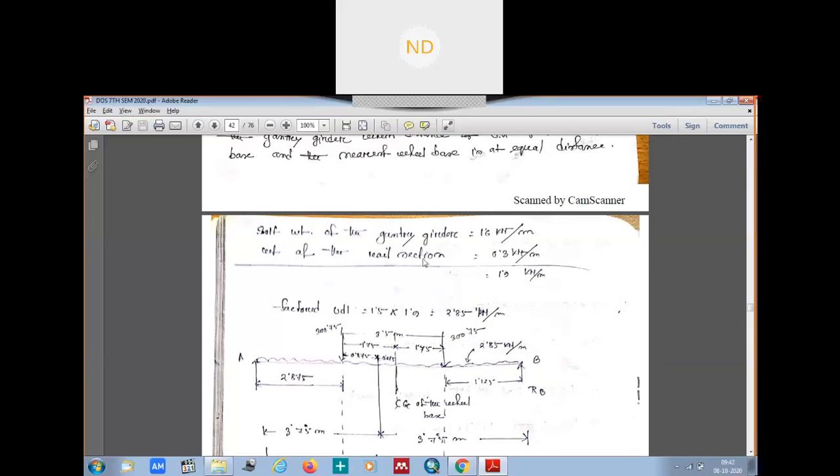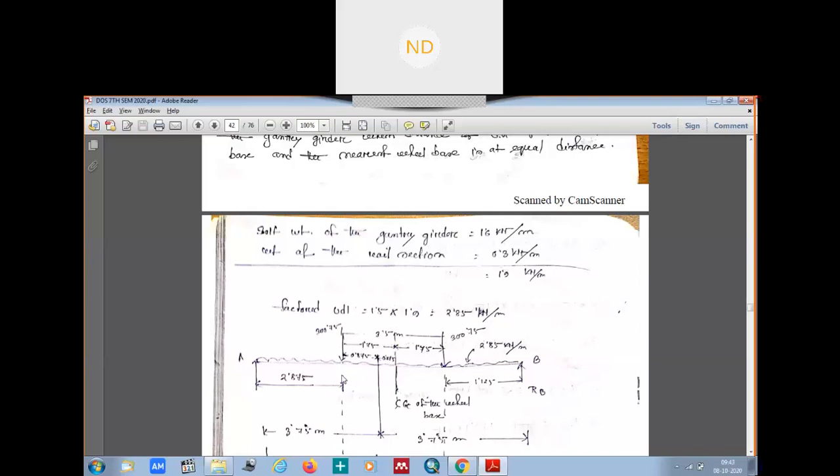Okay, we knew what our bending moment was. How do we calculate the bending moment? We will place the wheels of the crane girder on the gantry girder in such a way that the CG of the gantry girder is at an equal distance from the CG of the wheel load and the nearest wheel.